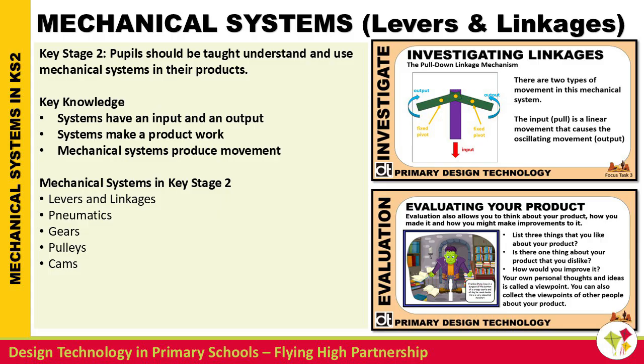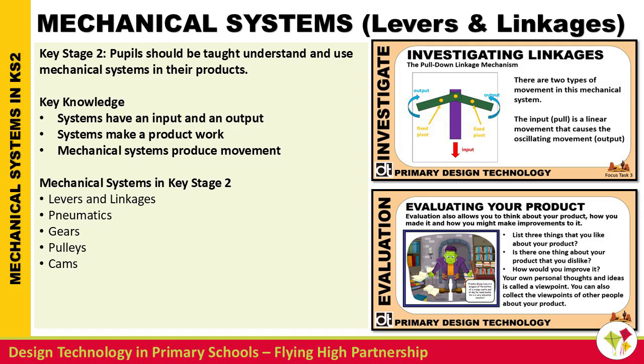When learning about mechanical systems in Key Stage 1, children are introduced to the idea that all systems have an input and an output, and that systems make a product work. This key knowledge is consolidated and built upon as children progress through Key Stage 2, with the opportunity to gain knowledge about more different mechanical systems.